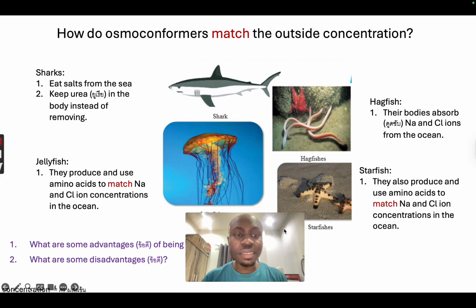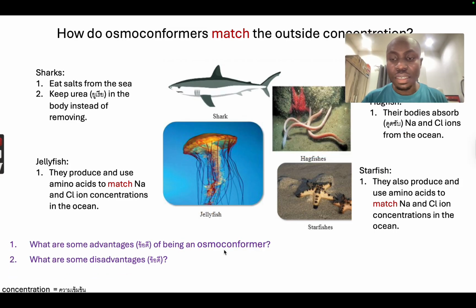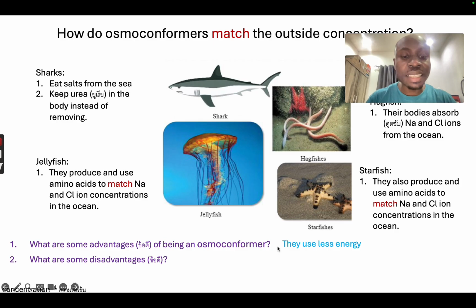Now, what are some advantages of being an osmoconformer? The advantage is they use less energy because they only have to match the outside. They increase or decrease the inside to match the outside. So this is a good advantage. They can save energy. They use only a little energy.